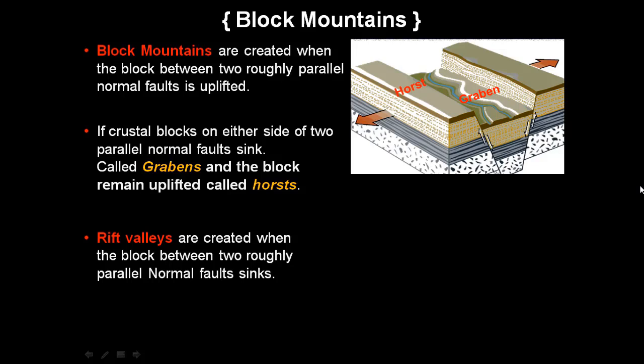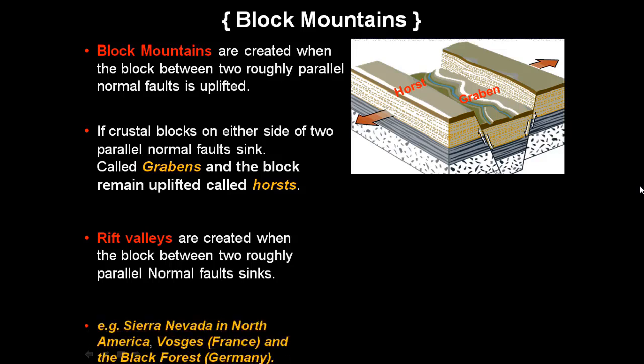Rift valleys are also created when the block between the two roughly parallel normal faults sinks and gives birth to massive rift valleys. The best examples are Sierra Nevada in North America, Vosges in France, and Black Forest in Germany. Now we'll understand with the help of a video clip how block mountains form.